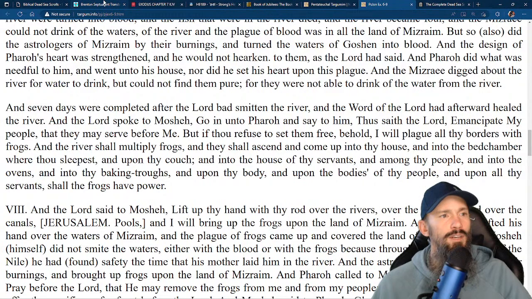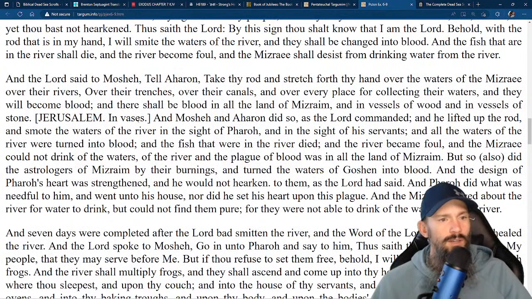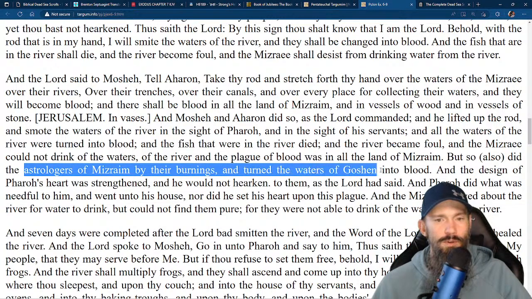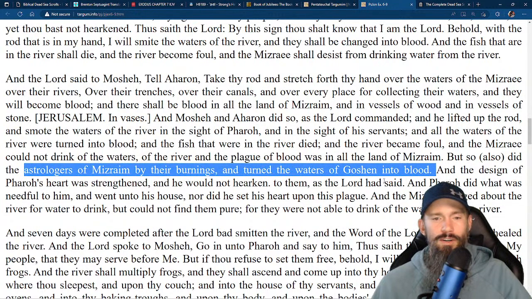So that's in the Septuagint. Let's see. And Moshe and Aaron did so as Yahuwah commanded. He lifted up the rod and smote the waters in the river in sight of Pharaoh, sight of his servants. All the waters of the river turned to blood. So also did the astrologers of Mitzrayim by their burnings turn the waters of Goshen into blood. What? No way he let them do that. See, added stuff. And Pharaoh did what was needful.